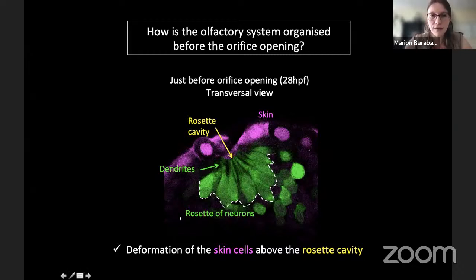They are organized in a rosette of neurons that you can see here. The cell body extends a dendrite, and all those dendrites form a little cavity, the rosette cavity. And very strikingly, just before the opening of the orifice, we found that there are huge deformations of the skin, as you can appreciate here, and I will comment later on about those deformations.